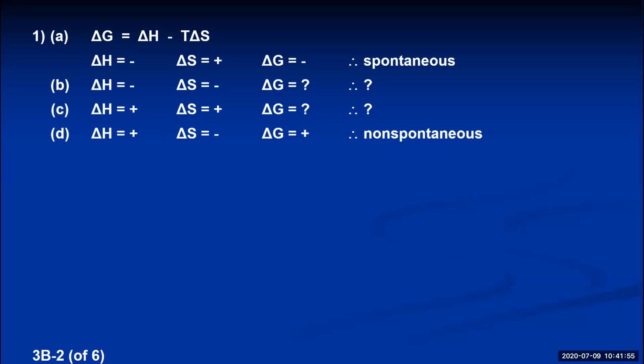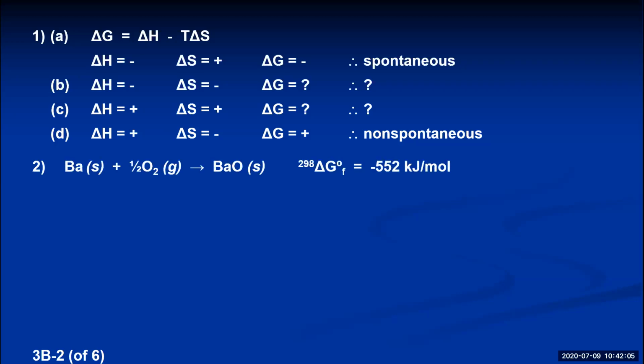Number 2, using data from handout 5, what is the standard free energy of formation of barium oxide solid, and then what does it mean? So looking this up, you would find that the numerical value for the standard free energy of formation of barium oxide is negative 552 kilojoules per mole.